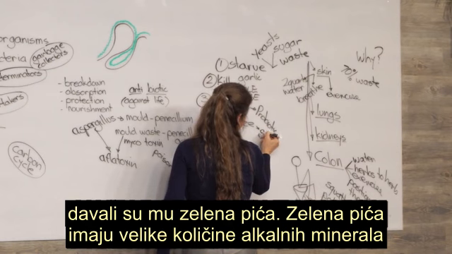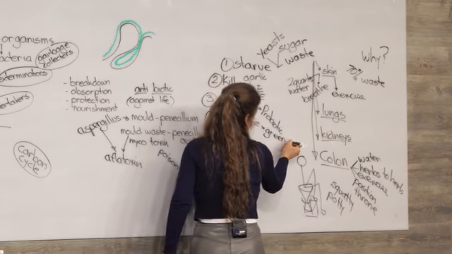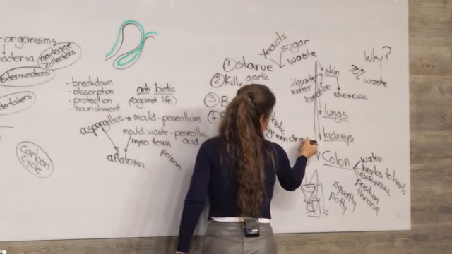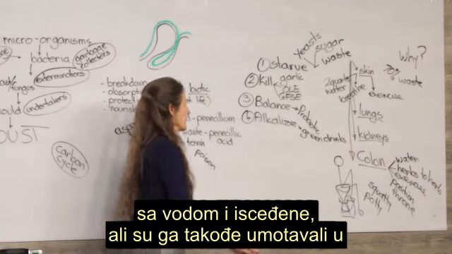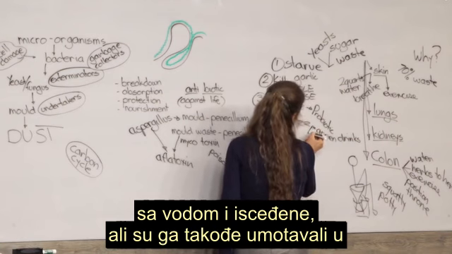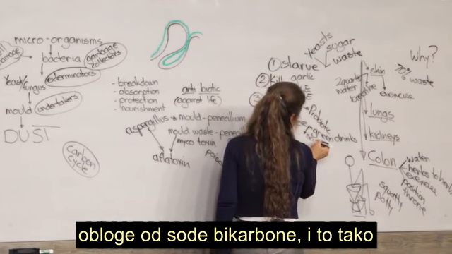Green drinks are very high in the alkaline minerals. Green drinks basically are green plants that were blended up with water and strained. But also, he was given sodium bicarbonate wraps.